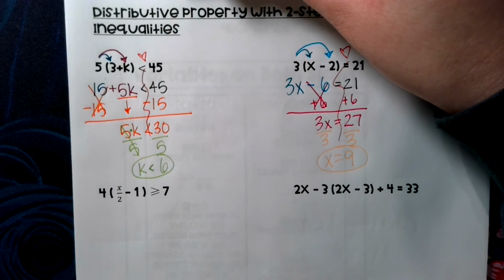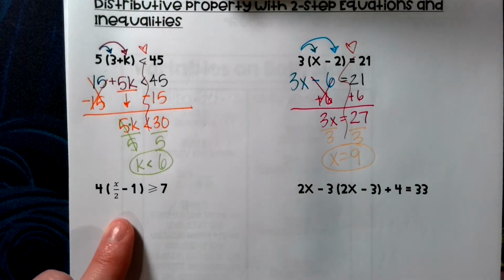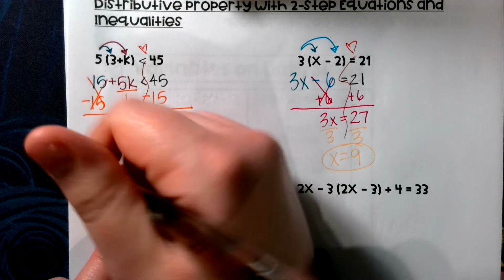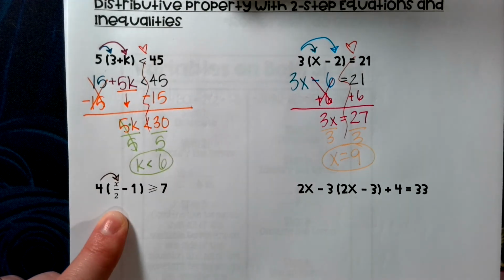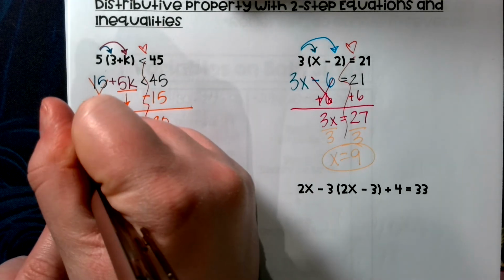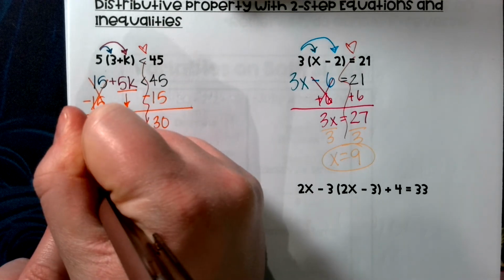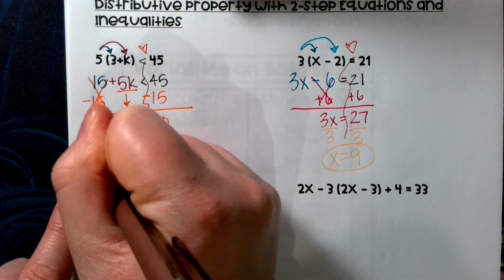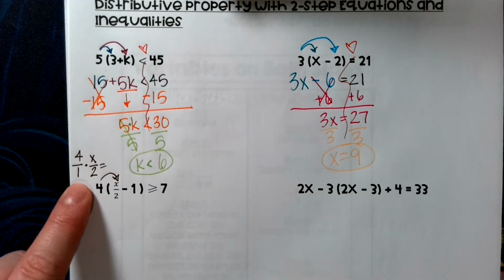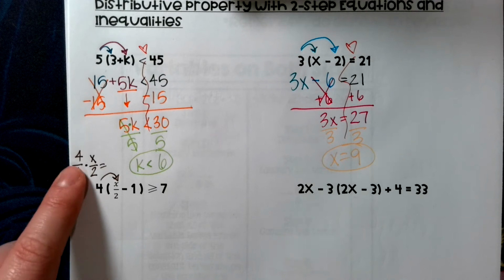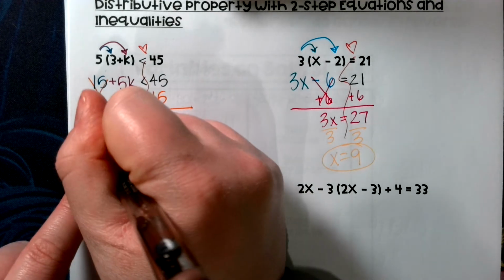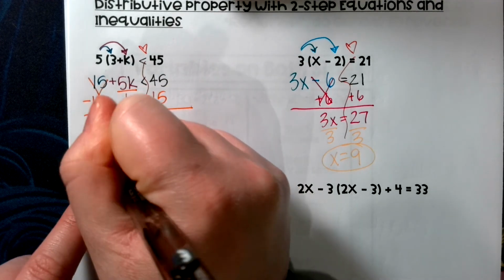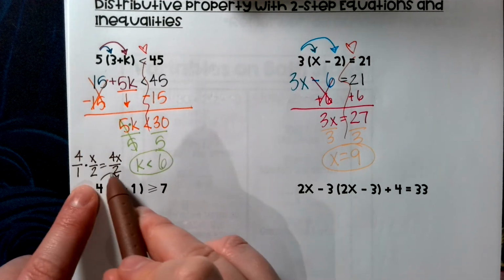I really like this next problem. I thought it was pretty tricky when I made it. By now, y'all should be good with your distributive property. We're taking 4 times x over 2. That's tough. I need to take 4 times x over 2. Turn that 4 into a fraction and just multiply across. What's 4 times x? We get 4x over 2.